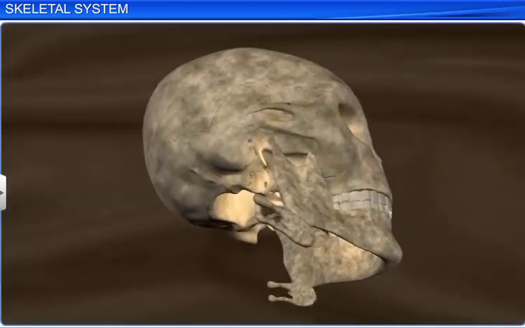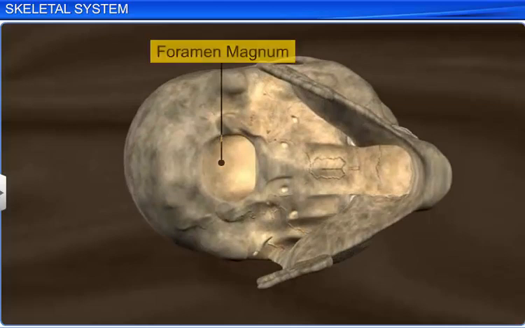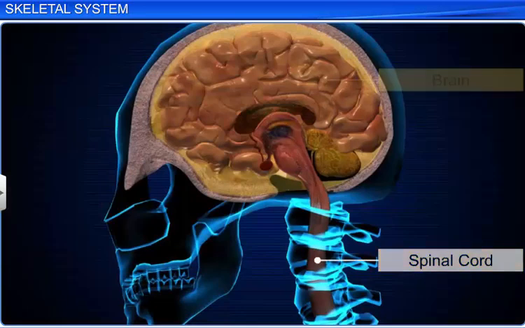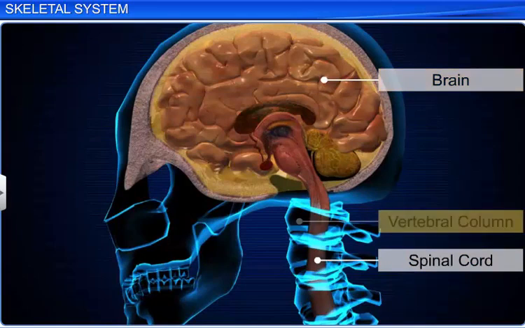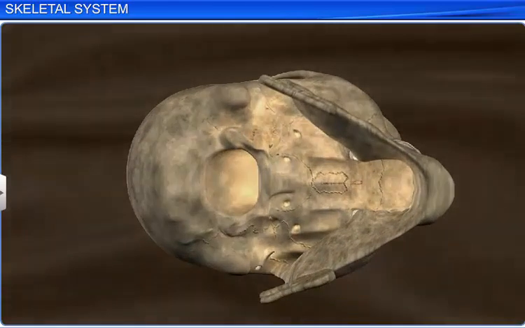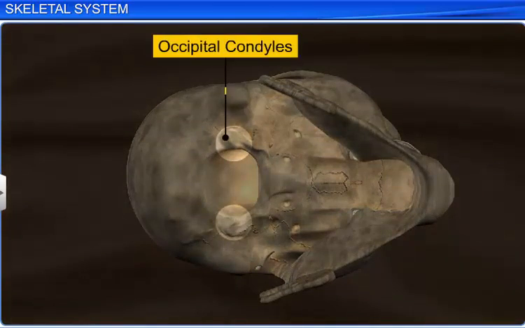The skull also has a large hole called the foramen magnum, through which the spinal cord, after emerging from the brain, continues into the vertebral column. The skull articulates with the vertebral column with the help of 2 occipital condyles.